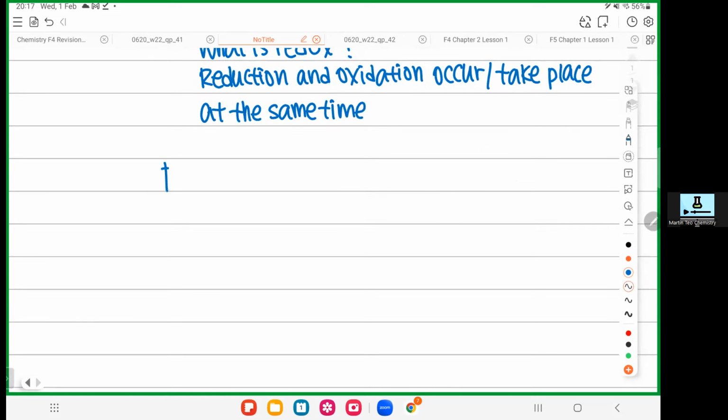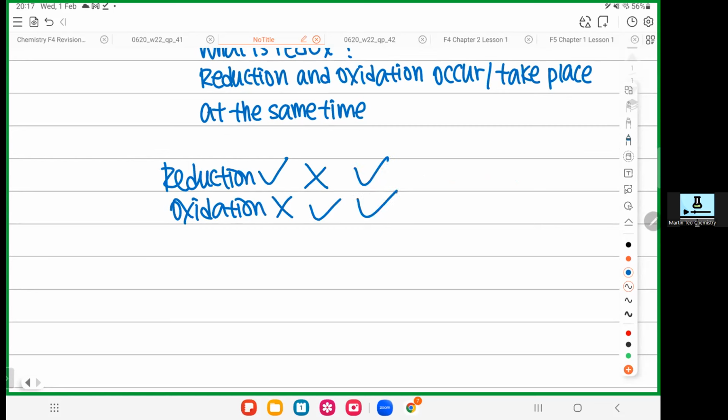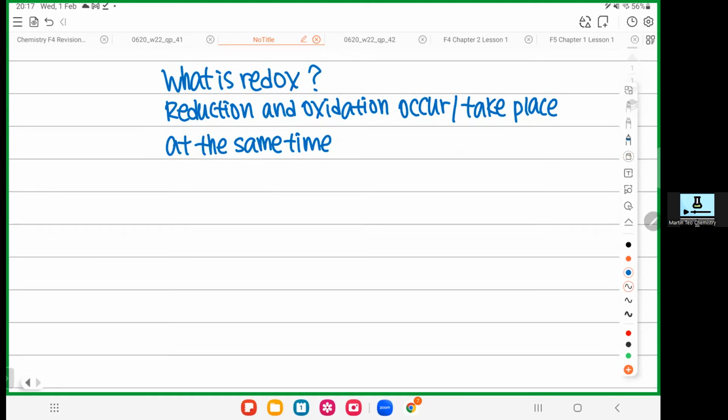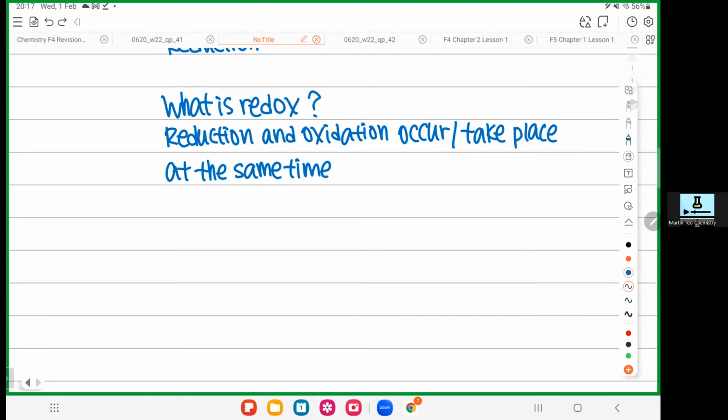If this chemical reaction only has reduction and no oxidation, it's not a redox. If this chemical process only has oxidation and no reduction, it's not a redox. Redox must have reduction and oxidation happening at the same time. Sometimes the textbook doesn't use "at the same time". They use a very fancy word: reduction and oxidation occur simultaneously. Same thing. Simultaneously means at the same time.